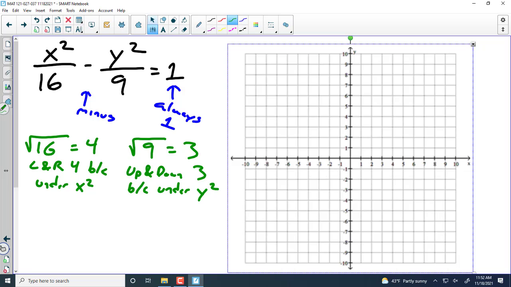So we are going to go left and right 4, because the square root of 16 is 4 and it's under x squared. And we're going to go up and down 3, because the square root of 9 is 3, and it's under y squared. Did everyone get those 4 points okay? What we're going to do now is draw a dashed line box, as though you were drawing an asymptote. And your dashed line box should pass through all 4 of those points.